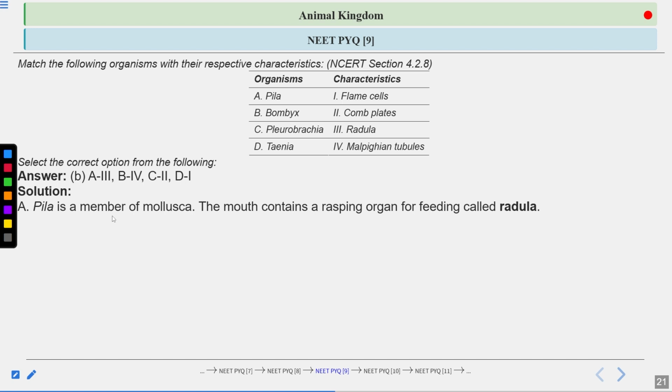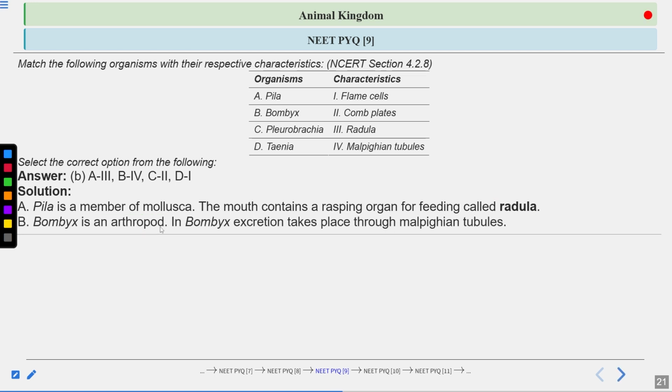Let us see the explanation part. Pila is a member of Mollusca, and in Mollusca, the mouth contains a rasping organ that is helpful for feeding. So that particular organ is called radula. Radula is a rasping organ present in the mouth. B. Bombyx is an arthropod, and in Bombyx, excretion takes place through the Malpighian tubules. Malpighian tubule is responsible for the excretion process.